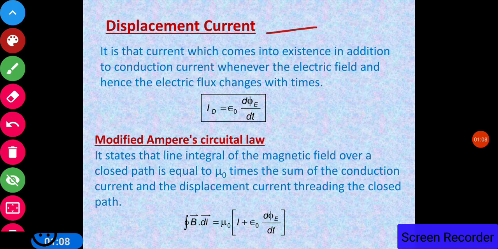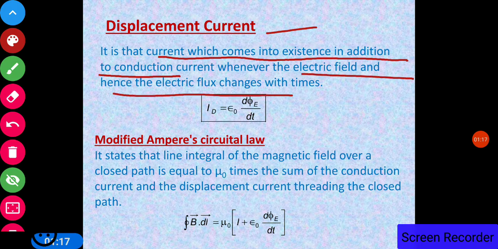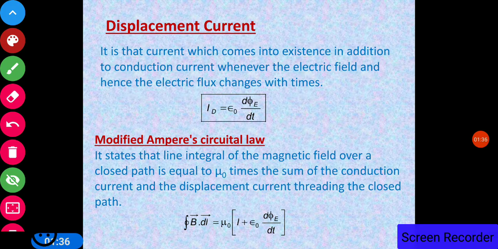So it is the current which comes into existence in addition to conduction current whenever the electric field and hence the electric flux changes with time. Expression for the displacement current: I_D is equal to epsilon naught d phi e upon dt. Phi e is the electric flux, so when the electric flux changes with time, then the displacement current comes into existence.